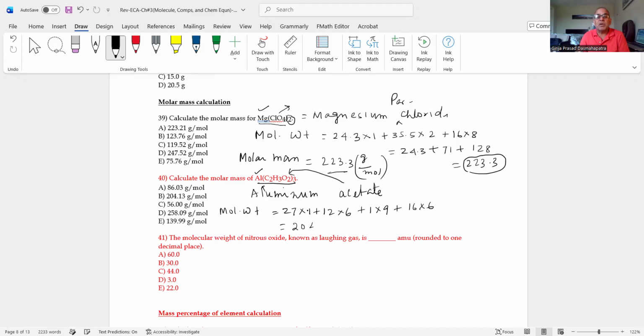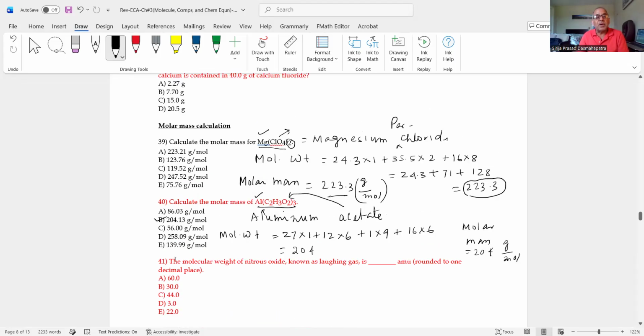Again, what is the molecular weight? This is the number. And what is the molar mass? It's 204. The atomic weight converted to gram per mole. And this is the answer. Okay. So this is the way you find out, actually, in this case, the molecular weight and molar mass of a compound.